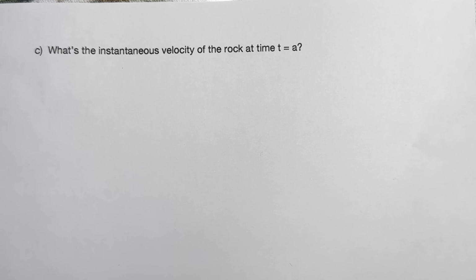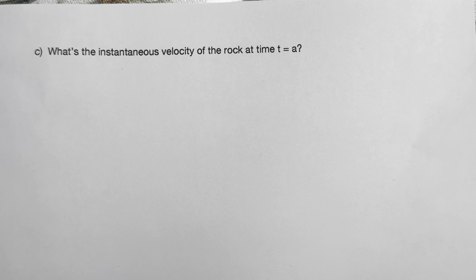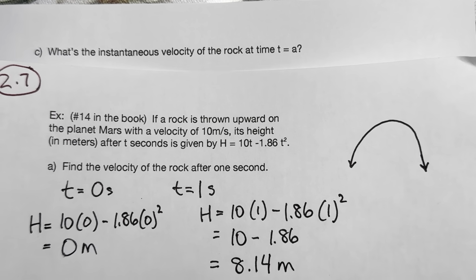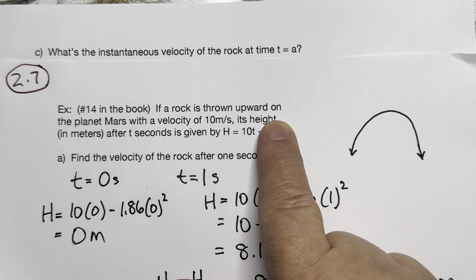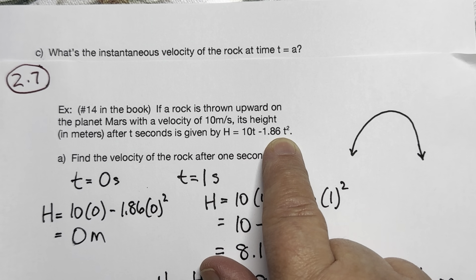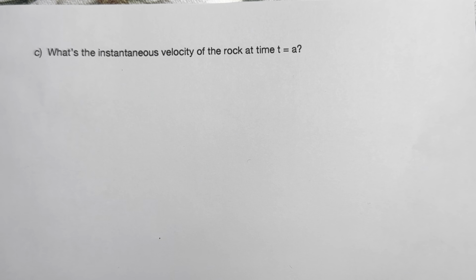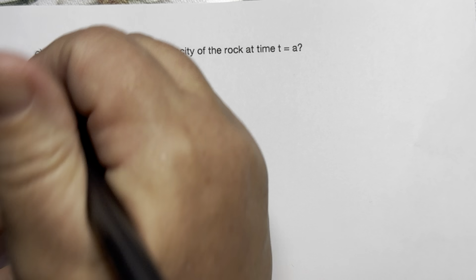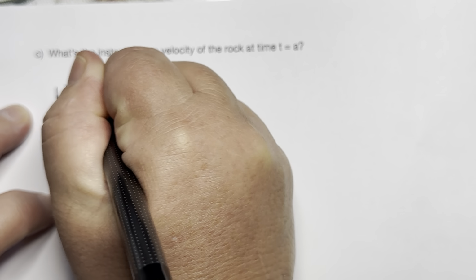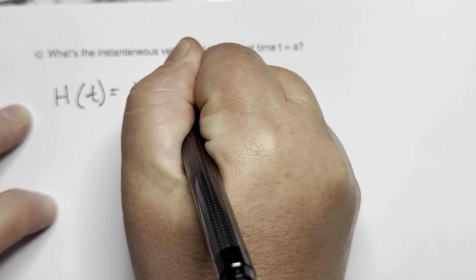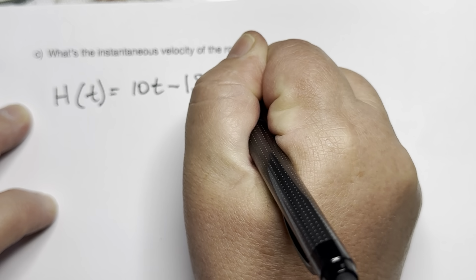Woohoo! Welcome back. Today we're going to be doing part 2 of our video on average velocity and instantaneous velocity of a rock that we threw off of the surface of Mars. I'll remind you, here's our original problem, and a rock was thrown and we've got a height function. Let me copy that height function down. H at time t is 10t minus 1.86 t squared.